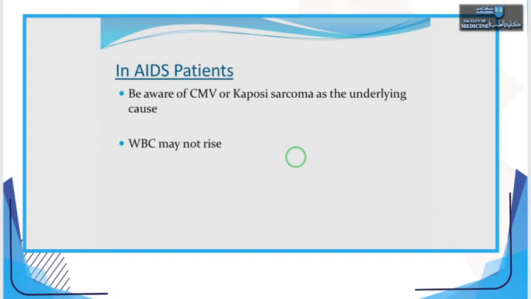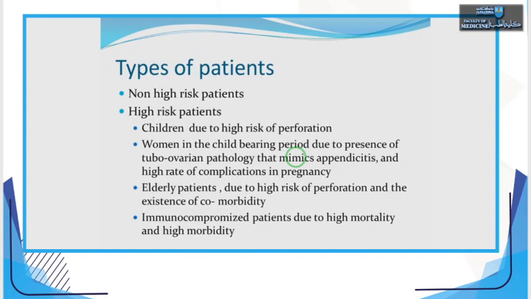In AIDS patients, beware of the other viruses, Kaposi sarcoma as underlying cause. WBCs may not rise because these patients are poorly reacting to inflammation. So now we have to classify patients into 2 types: non-high-risk patients and high-risk patients. The high-risk patients are children, women in childbearing age, elderly patients, immunocompromised patients. These 4 groups should never be forgotten.